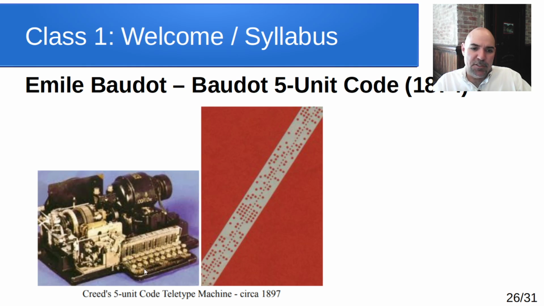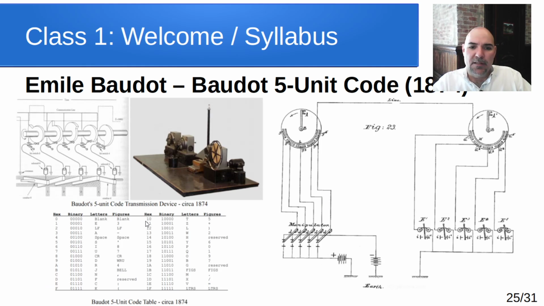And here's one of the machines. There you can see the keyboard that you use for typing on. And this is Creed's version of the machine, but it still used 5-unit code, just like Baudot invented. And there you can see the motor that rotates the stuff. And here's the distributor. So you push the key. Pushing that key puts the right pattern on the switches. It goes across to the other end, and then it would print that out on a page.